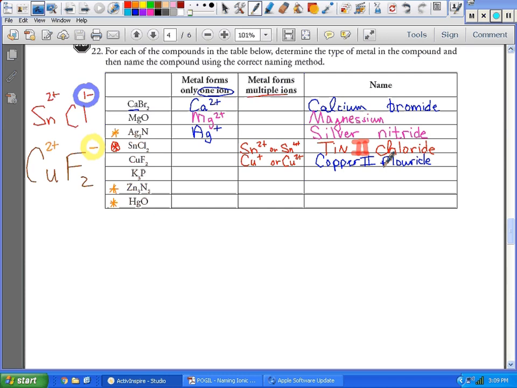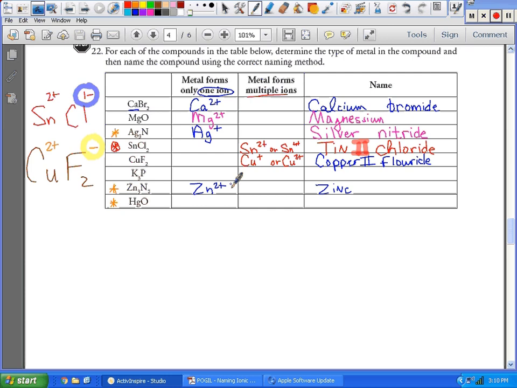Potassium phosphide. Romy, I'm going to pick on you. Zinc. Why is it weird? Very good. And what is that charge on zinc, Romy? Very good. That's one of your exceptions. You have to have that one memorized. So zinc, and then what's the last word? Zinc what? Nitride. Very good.